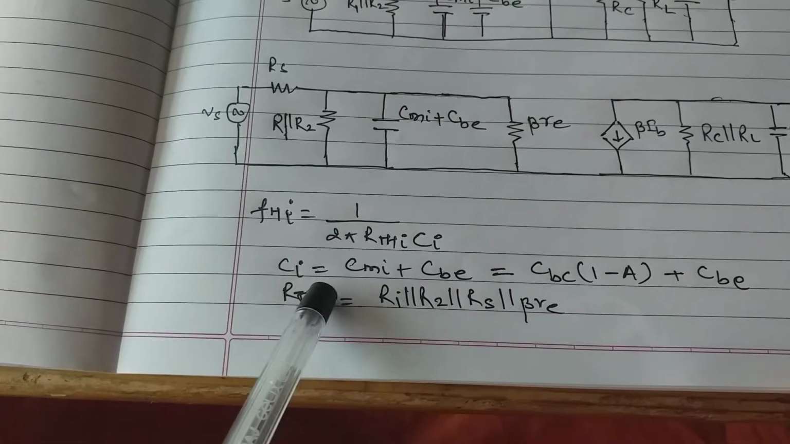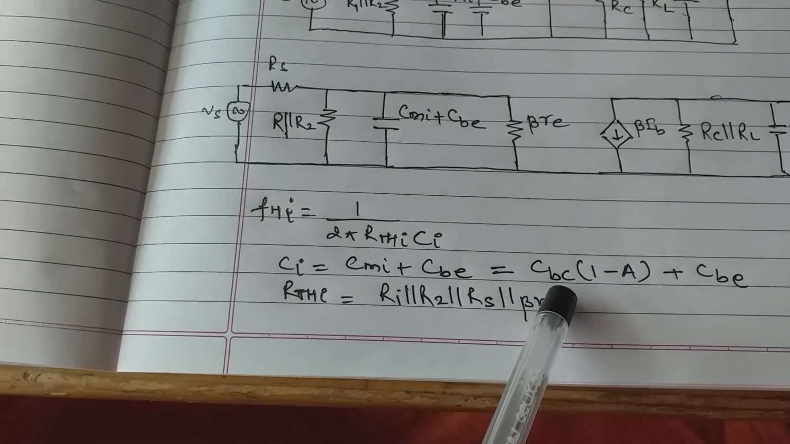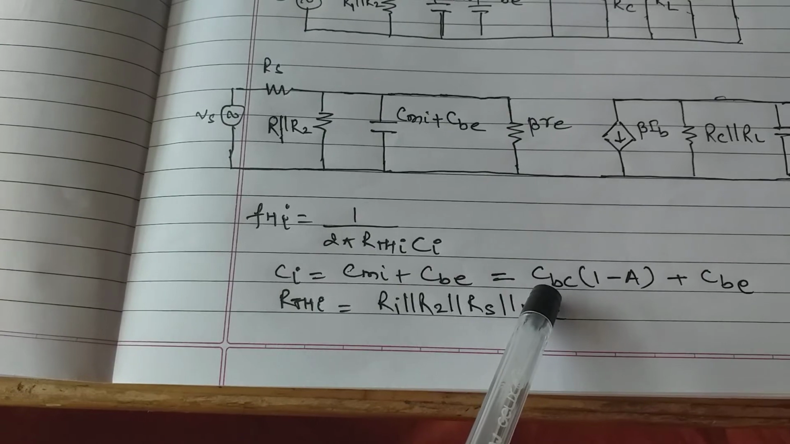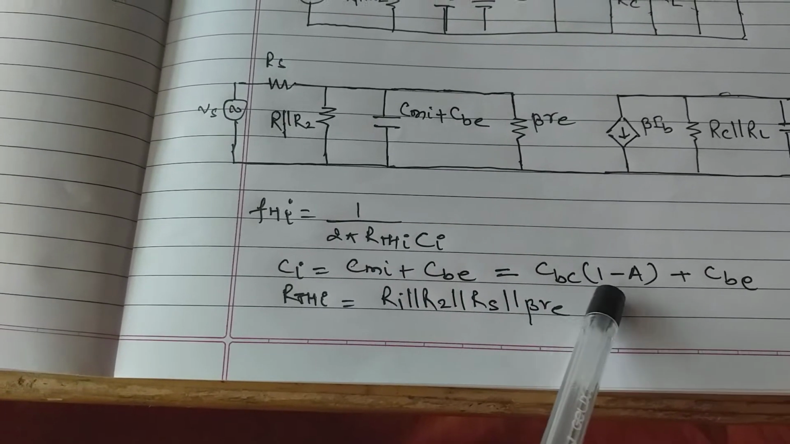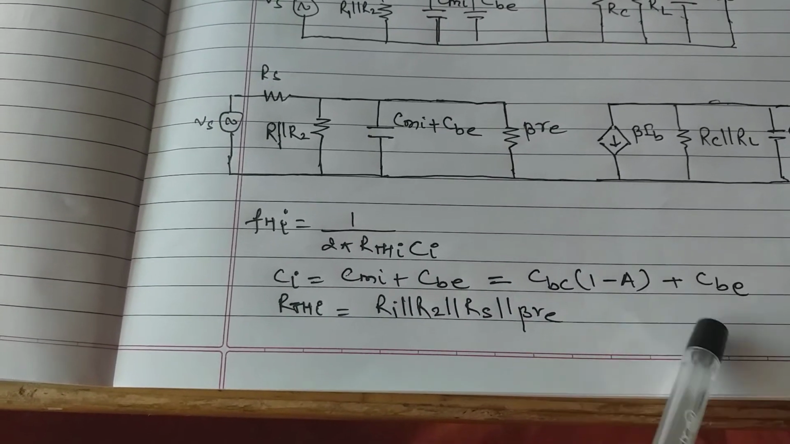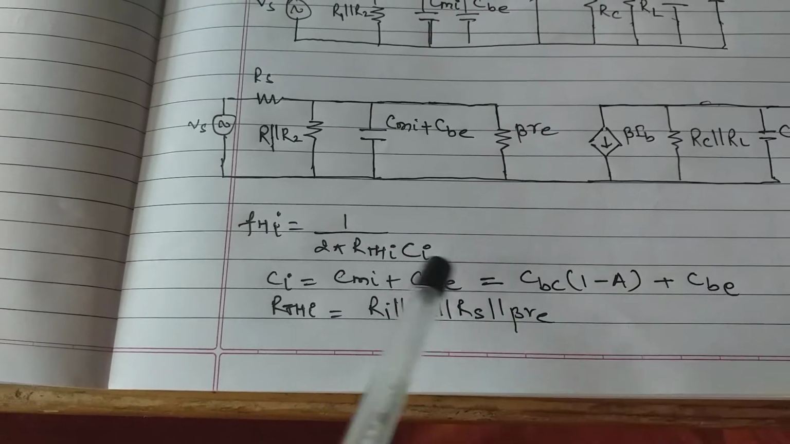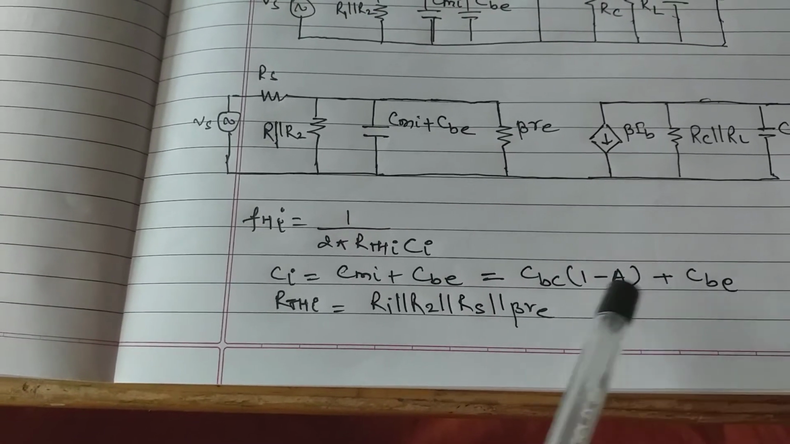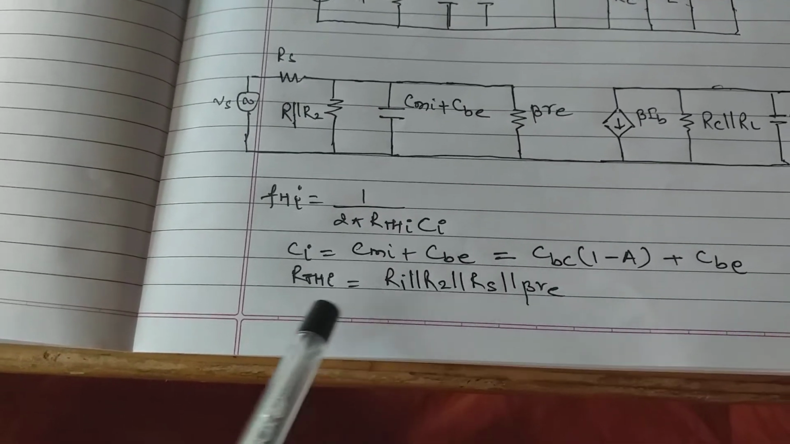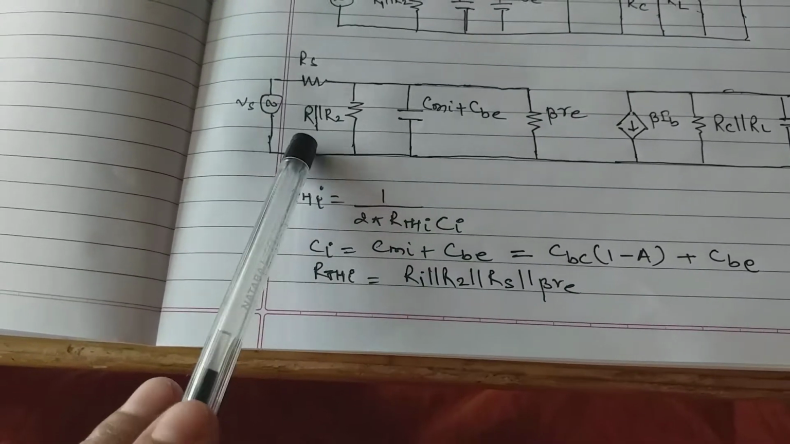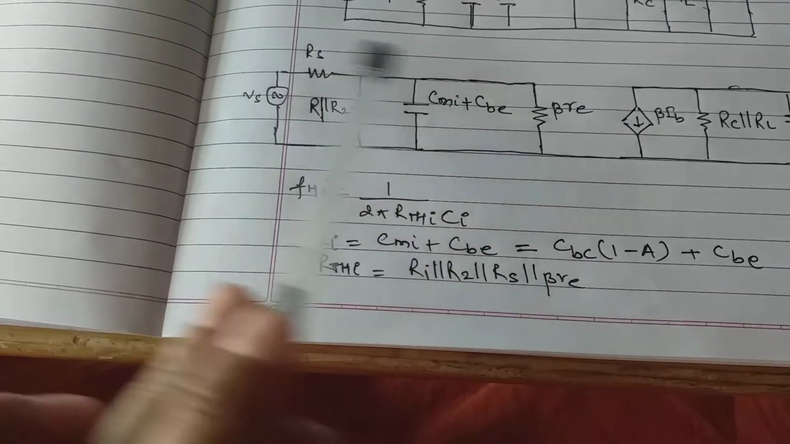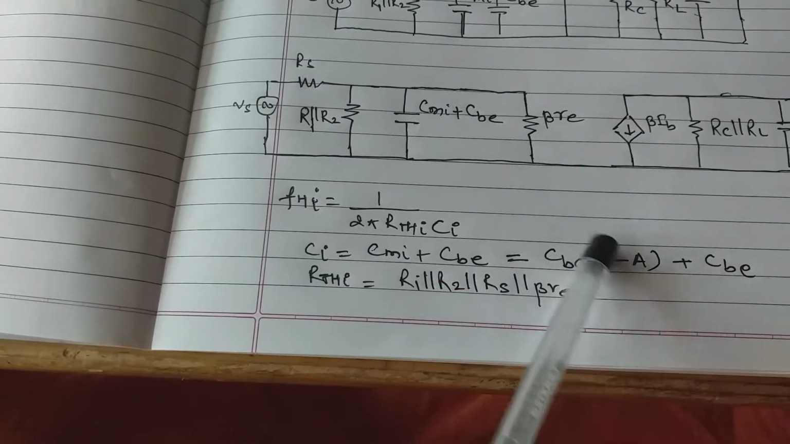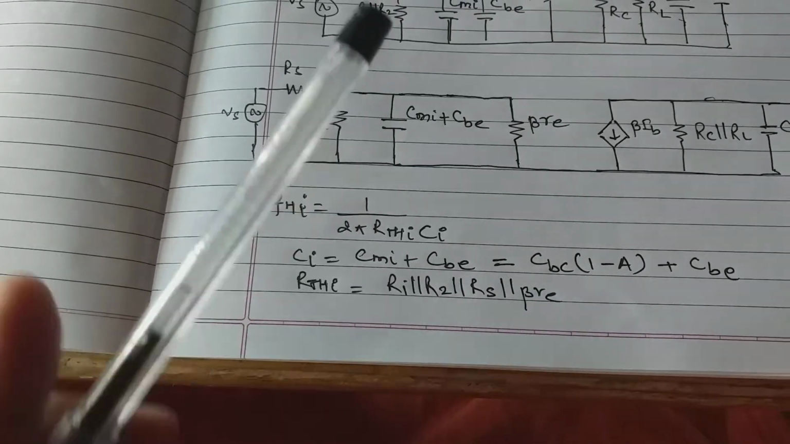This CMI will be given by CBC into 1 minus A, where A is the gain. This we have already done in Miller's effect topic, plus CBE. CI is given by CBC into 1 minus A plus CBE, where A is the gain of the amplifier. RTHI will be given by R1 parallel to R2 parallel to RS parallel to beta RE. This is what we got. So in this way we are going to calculate input frequency.